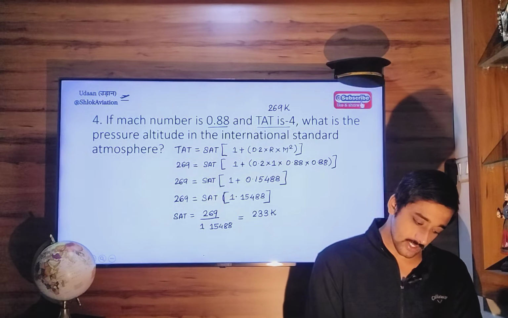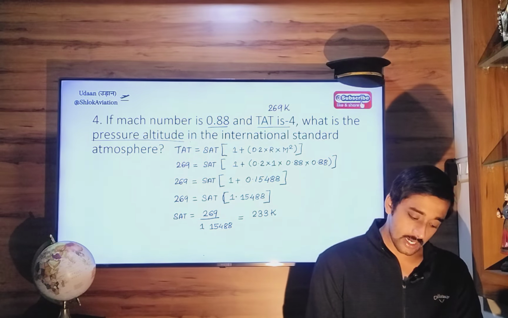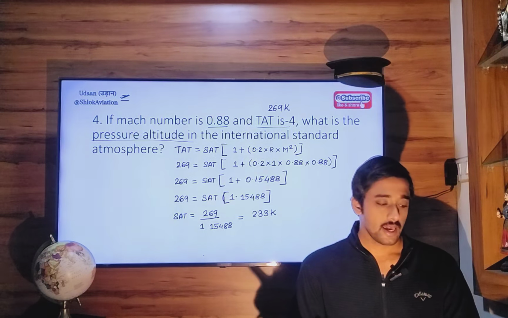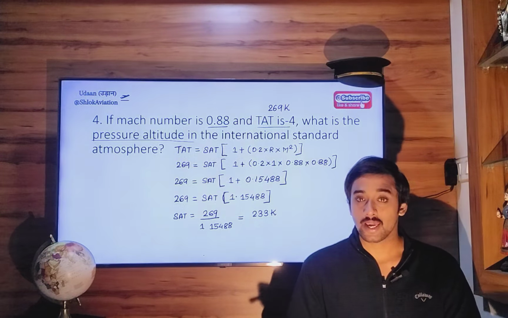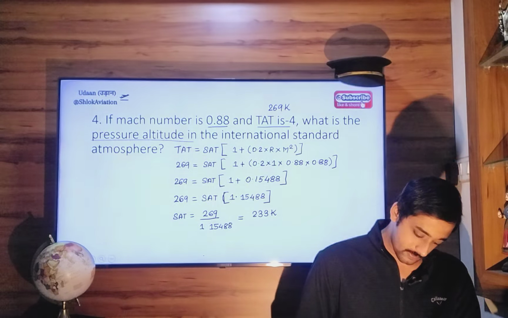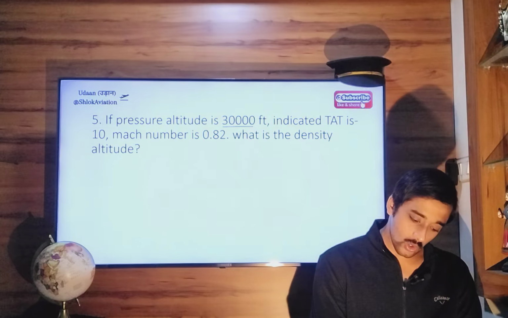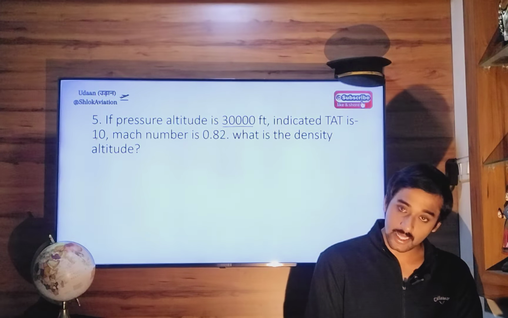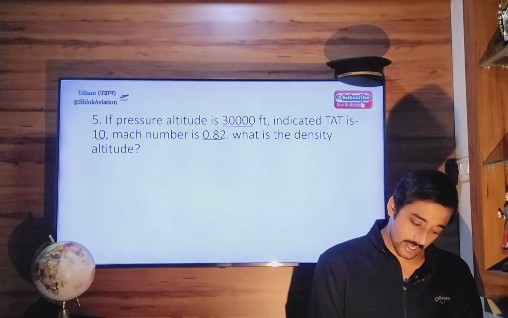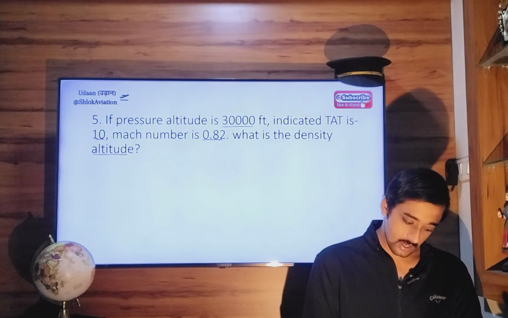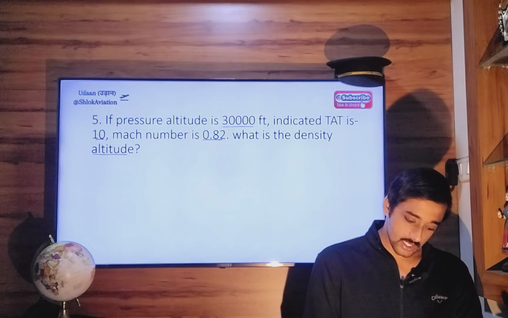That means aircraft is flying at a pressure altitude of 28,000 feet. It would be safe to say aircraft is flying at 28,000 feet. If pressure altitude is 30,000 feet, total air temperature is minus 10, Mach number is 0.82. What is the density altitude?